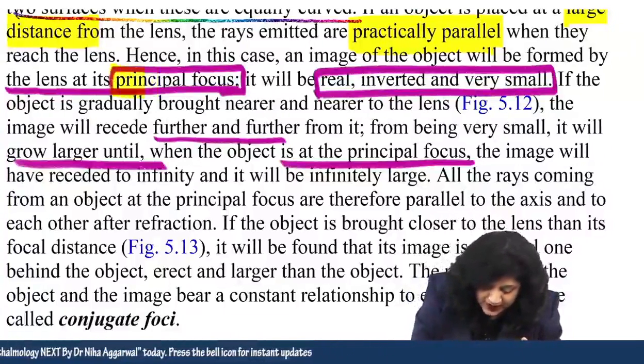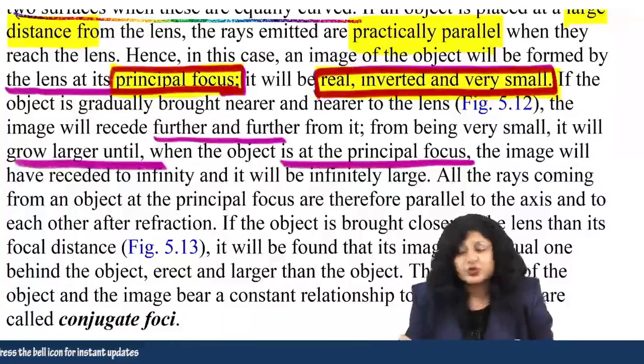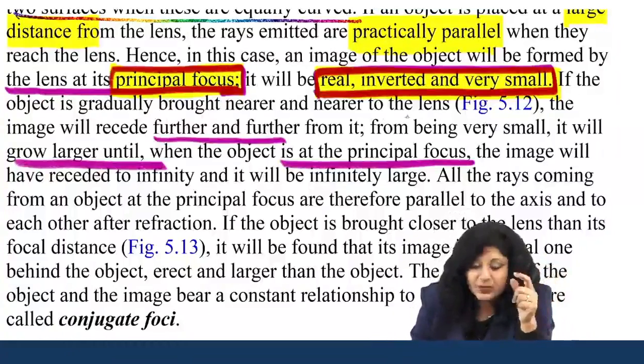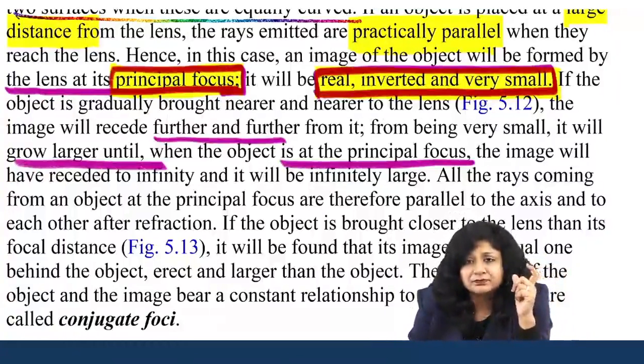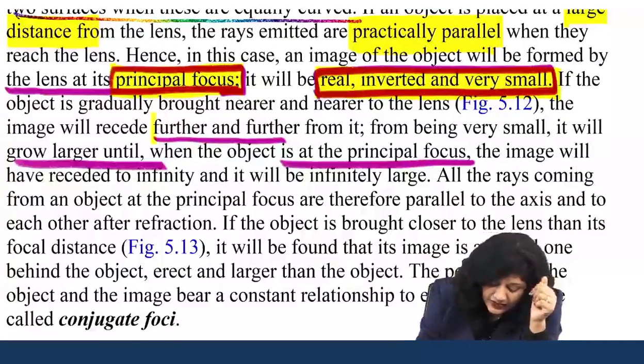Image formed will be at its principal focus. It will be real, inverted and very, very small. So now you are bringing the object very, very close, and therefore what is happening now is that when the object is coming very, very close to the lens, the image will recede further and further from it, and now it will become very small.